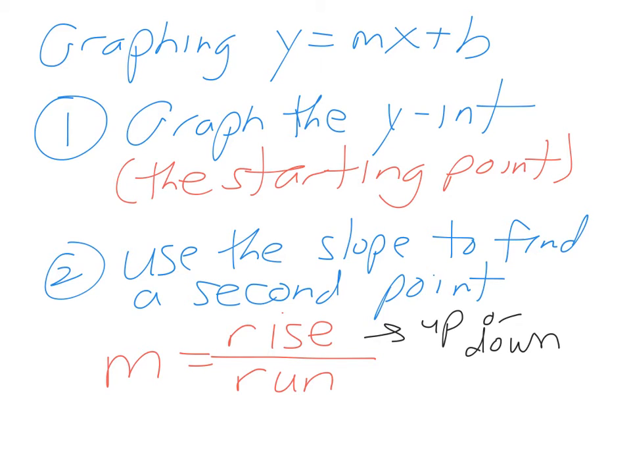How would you know if I go up or down? If it's positive or negative. If it's positive, I go up. If it's negative, I go down. What is the run going to tell me? Left or right. How do I know which one is which? Positive or negative. Positive will be to the right. Negative will be to the left. Most of the time when we deal with slope, are you going to see a negative sign on the bottom? No. So usually we say the run is to the right.